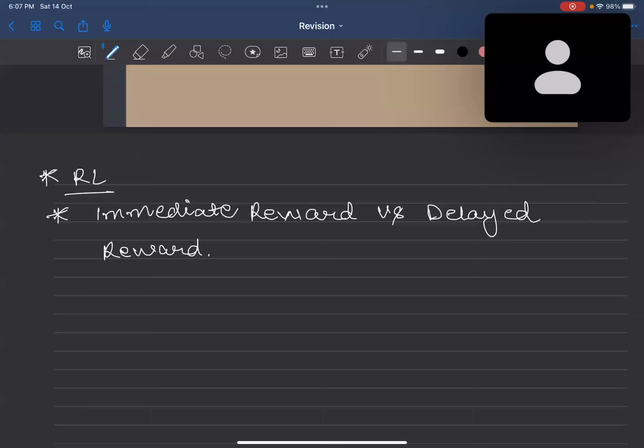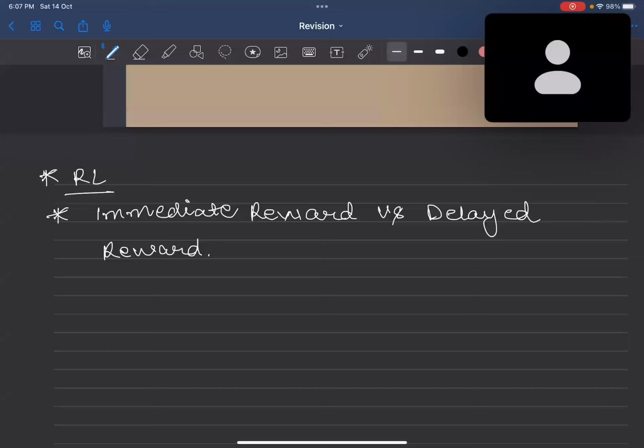I can give a simple example. Let's take a cycling example, as the professor has taken. Suppose you fall down because there was a stone. After some time, you tried to balance and fell down. That last step when you were balancing was not the issue. The issue was when you jumped on the stone. The penalty was not because of the last step; it was because of jumping on the stone. That is the delayed reward, and the reward we get as soon as we act is the immediate reward.